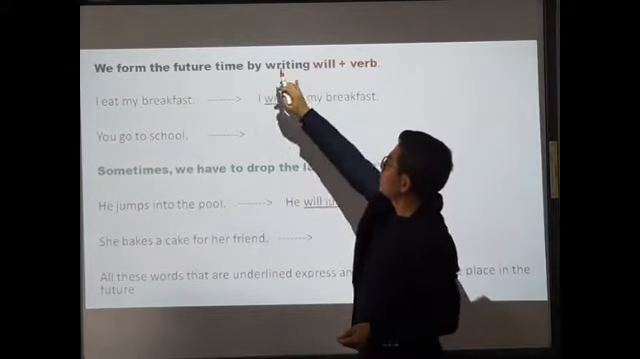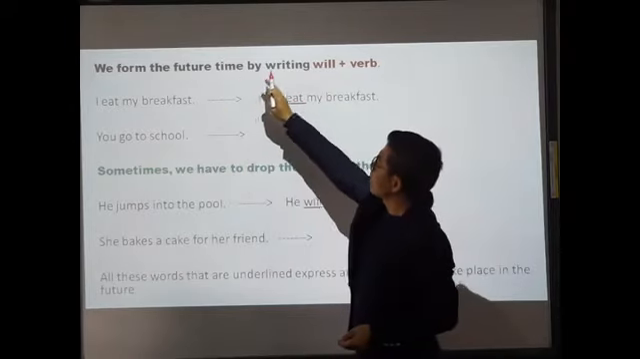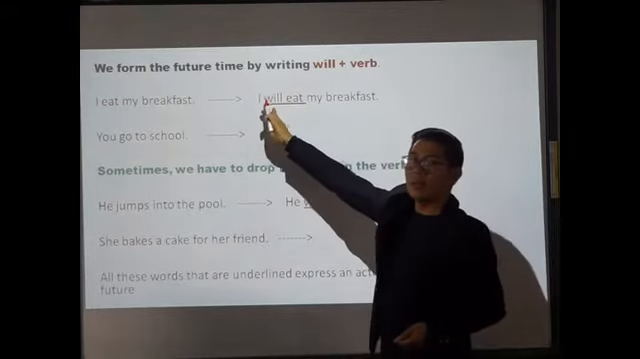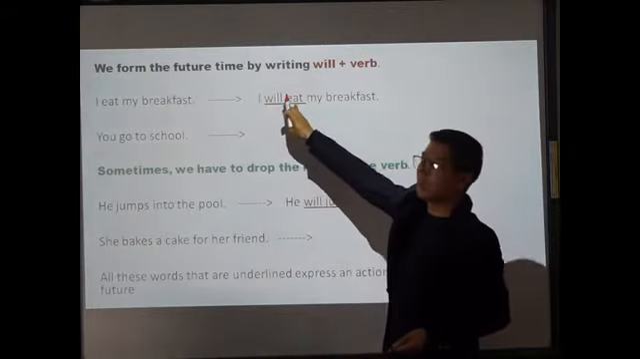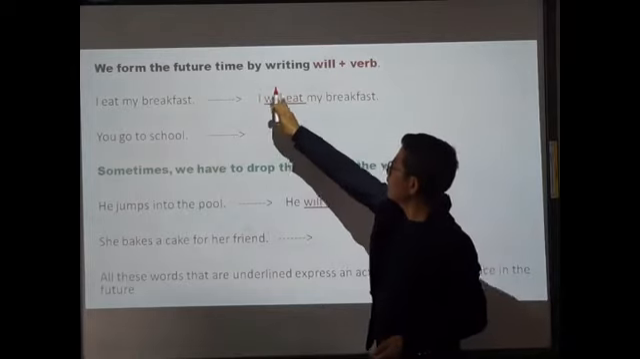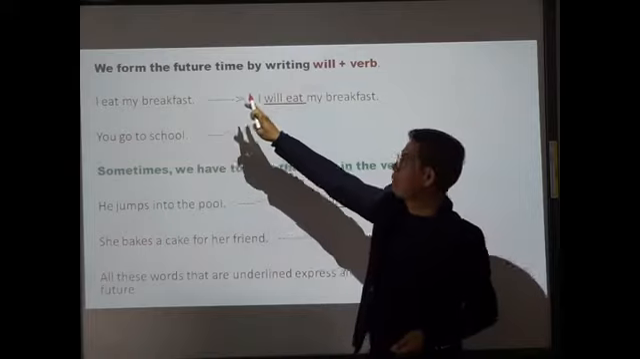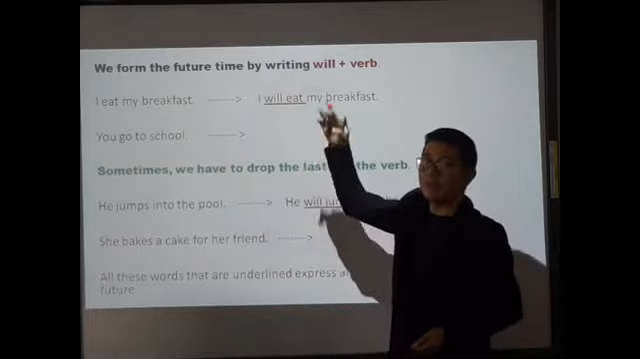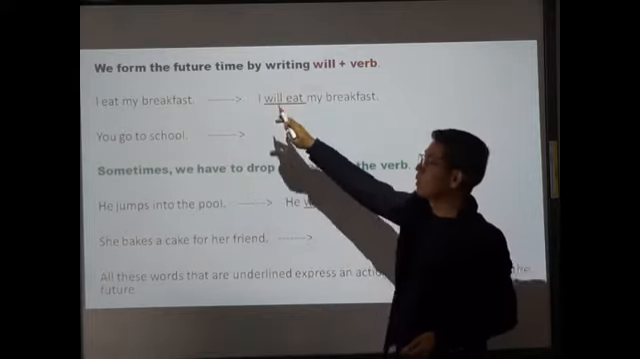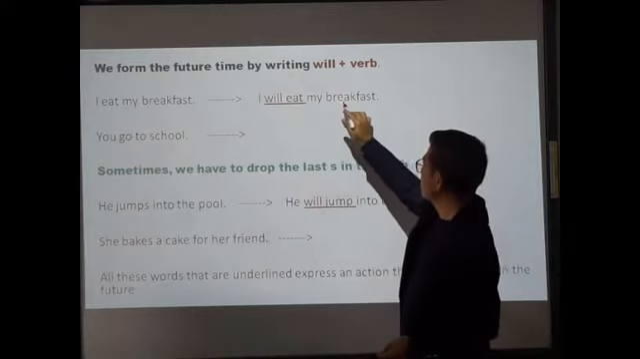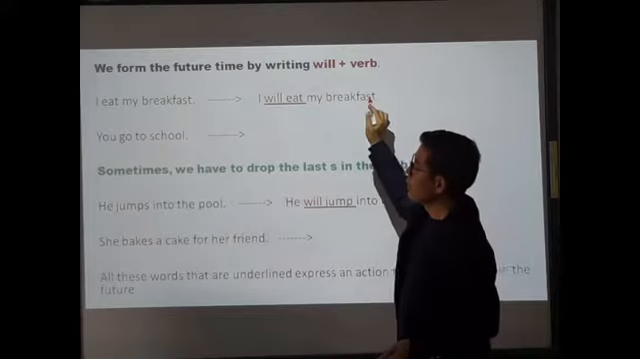We have learned that we form the future time by writing will plus verb. So will is there and the verb is eat. So will plus eat, we make the future time. Will and verb; the verb here is eat. So I will eat my breakfast. It is in future time.